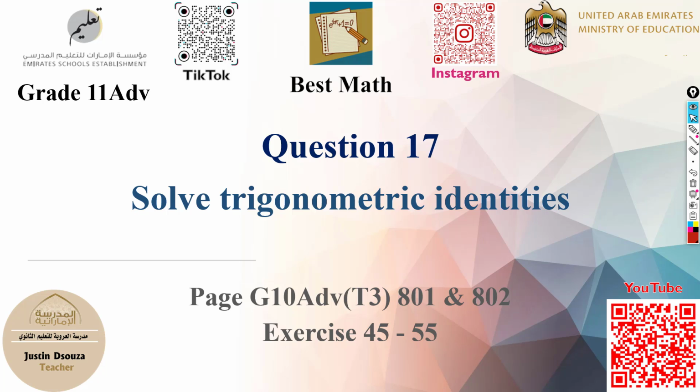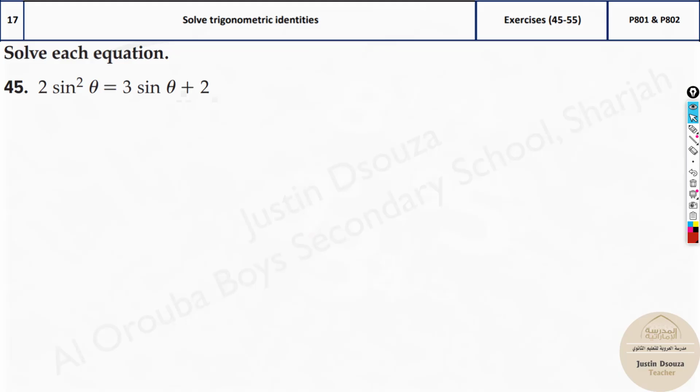Question number 17 is to solve trigonometric identities. This is an interesting topic.